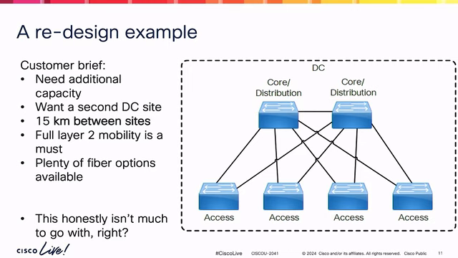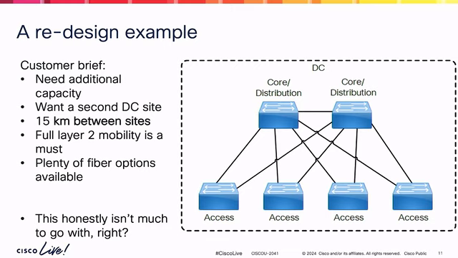There's 15 kilometers, sorry, I'm European, so I use kilometers, between sites. They will need full layer 2 mobility. Okay, they need VMs or containers that can move across both data centers. And they have plenty of fiber options. Okay, cool. But it doesn't help you much.